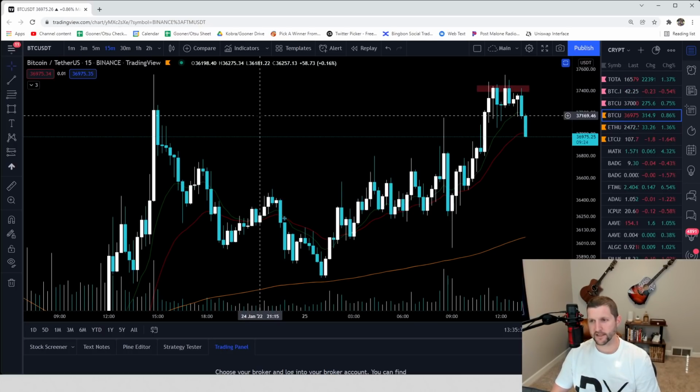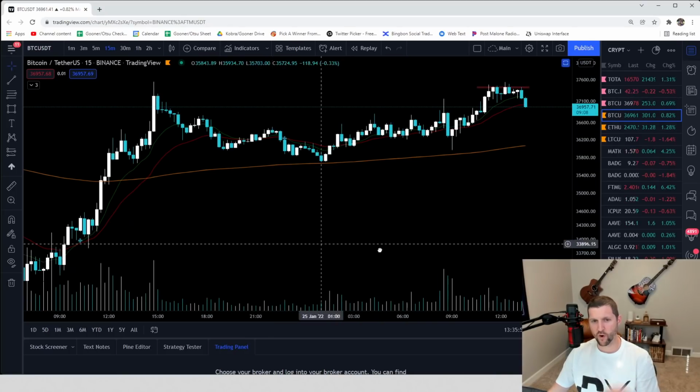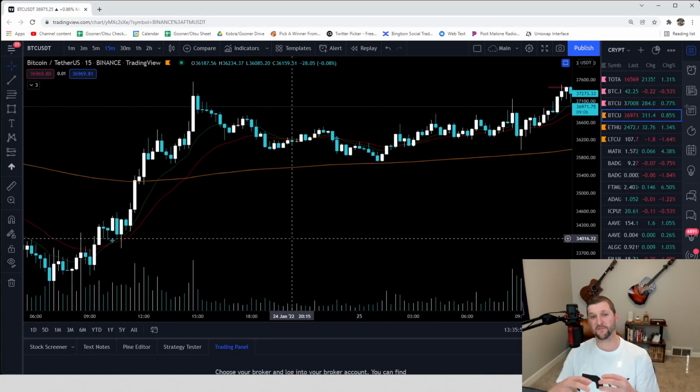All right. Adding size part 2. So there's another way you can add size, and this is when you have a little less confirmation. It's more risky entries. So you're kind of guessing a little bit, and you don't want to be adding size in the wrong way, like I mentioned earlier. So the wrong way to add size for me is to add size to a losing position.